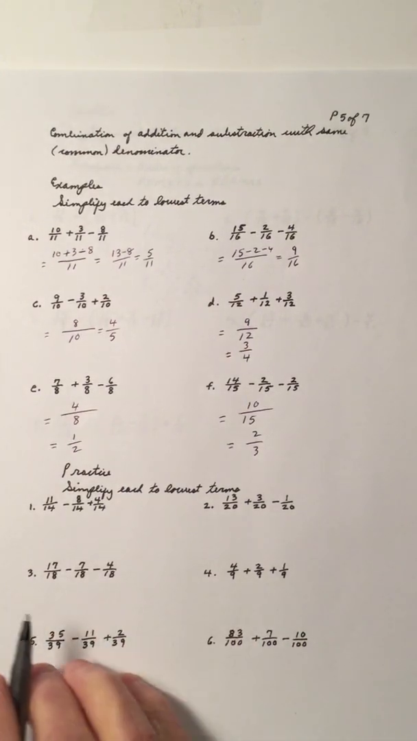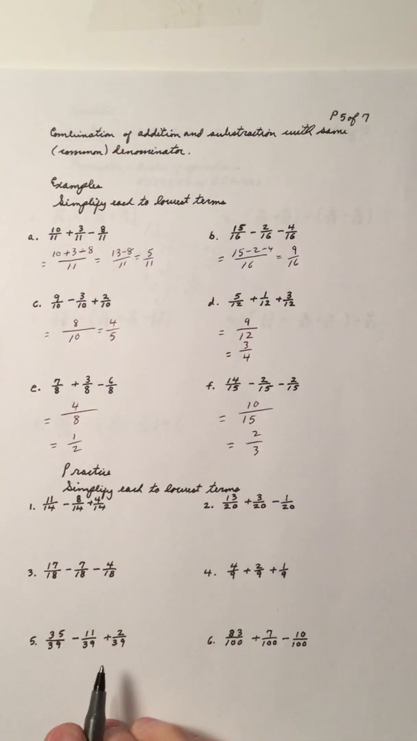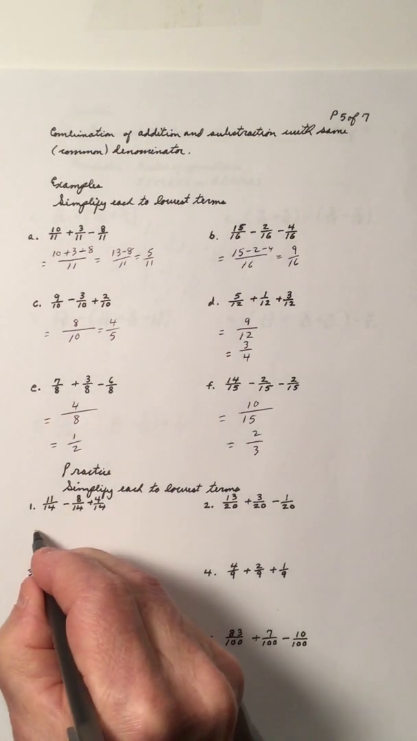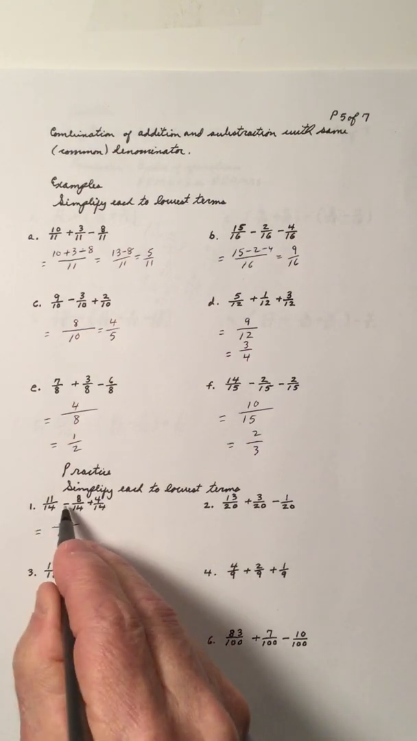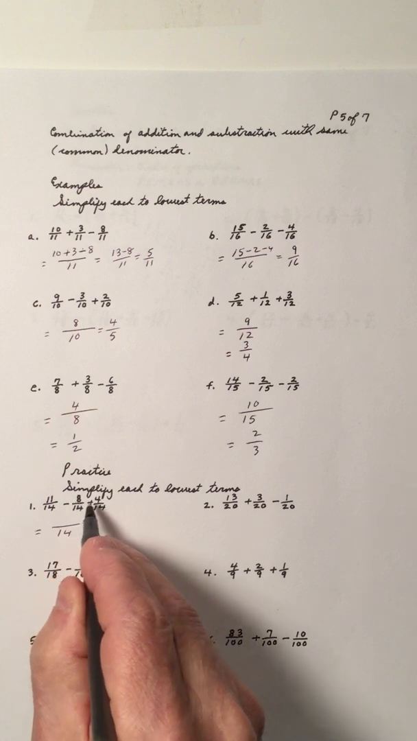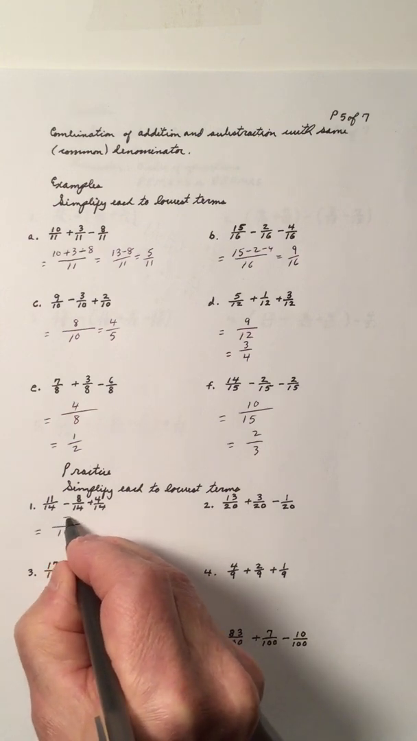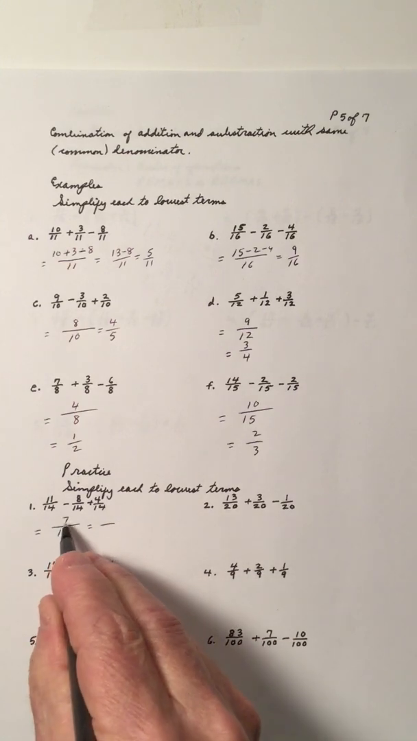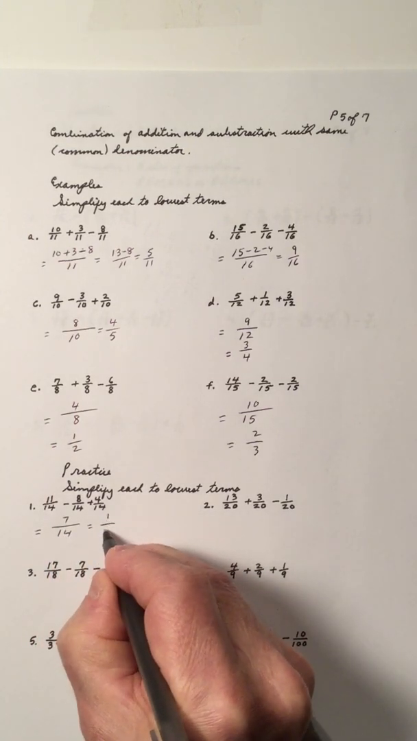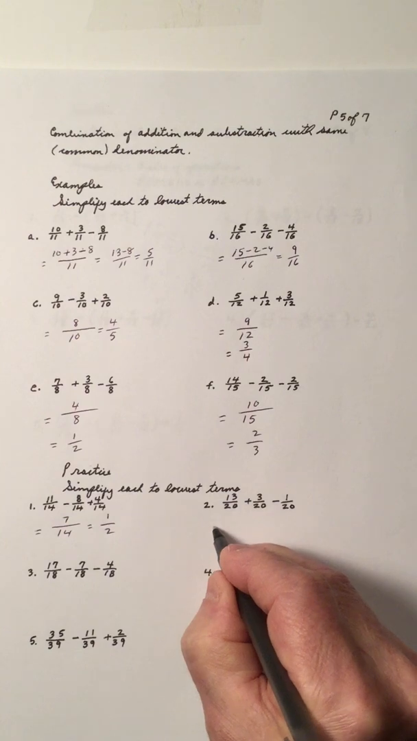Practice. Pause. Work them out. And play back. Common denominator is 14. Write it down. 11 subtract 8 is 3. 3 plus 4 is 7. And what number is this, or what factor is the same? 7. 7 into 7 goes once. 7 into 14 goes 2.